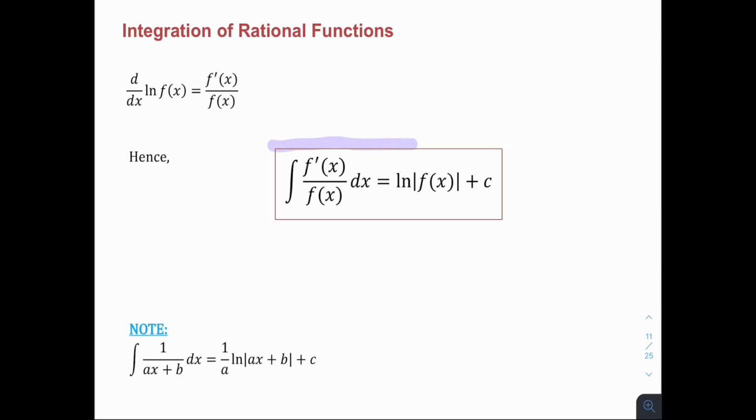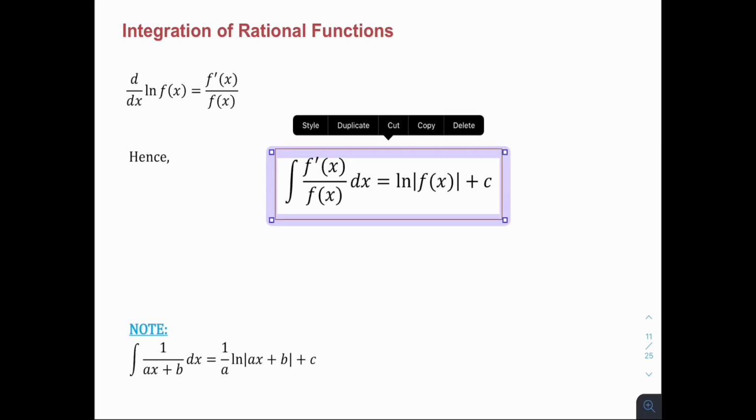Have a look at this box here. This formula is actually provided in the formula list. So when you integrate a fraction in this form, where the upper part is what you differentiate from the bottom, then you can straight away just ln the bottom part.